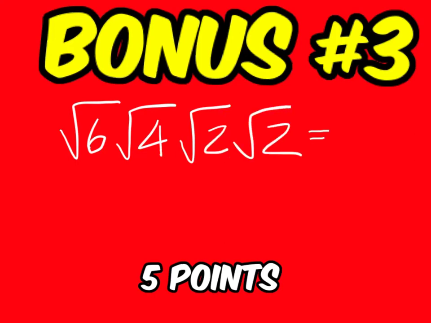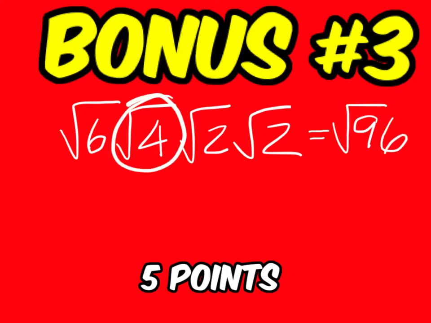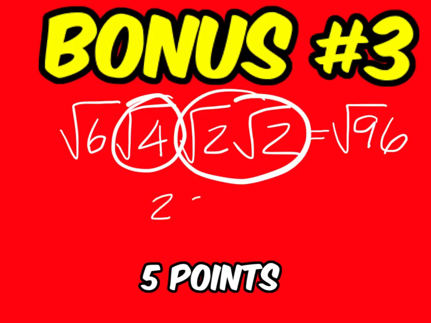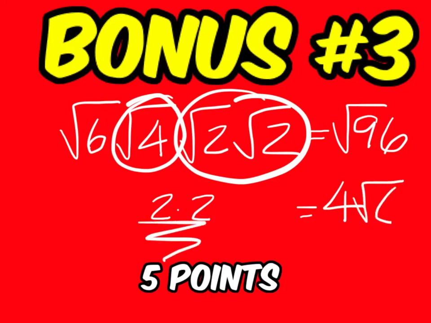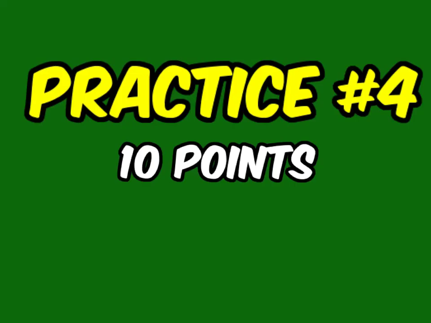This one multiplies to be the square root of 96. You could go that route, or it could be, this is 2, and these two together are 2. So 2 times 2 is 4. Either way you go about it, it would be 4 square root of 6. Try this one, bring it up.